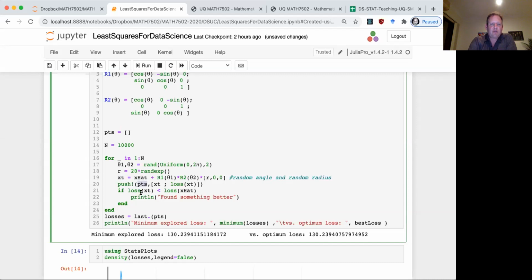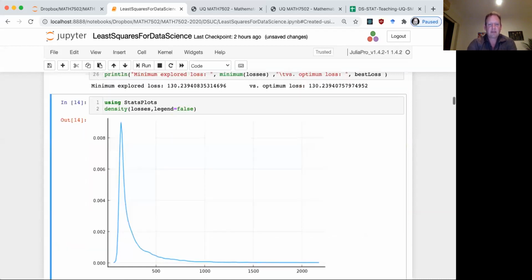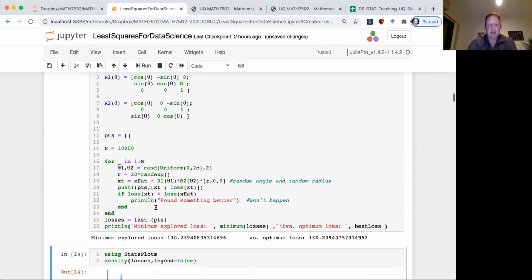I'm going to push to an array of points this point and its loss. And if I found that the loss of this other point is better than the loss of my best point, then I found something better, but this won't happen. It would happen only if there's some error with the math or something like that. I can run this, and it tells me the minimum explored loss was pretty close, but the optimum is still lower.